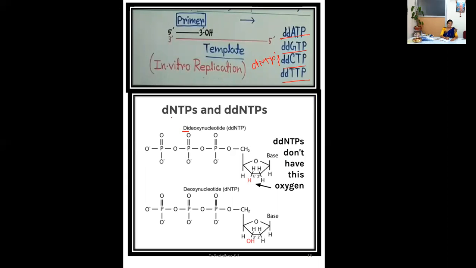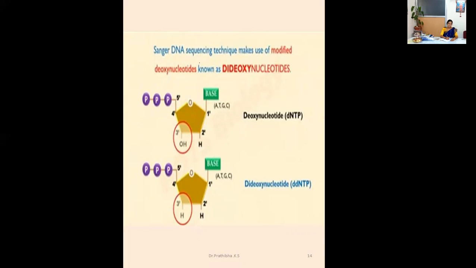So here you can see the difference between dNTPs and ddNTPs. This is the dideoxynucleotide triphosphate. You can see that ddNTPs don't have the oxygen group at the 3 prime hydroxyl. You know that the 3 prime hydroxyl is very important for the polymerization process. Whereas this is the normal dNTP, that is deoxy, with only one oxygen group removed, from the second prime carbon atom. The same thing I've written here: Sanger DNA sequencing makes use of modified deoxynucleotides, so it is known as dideoxynucleotide DNA sequencing.